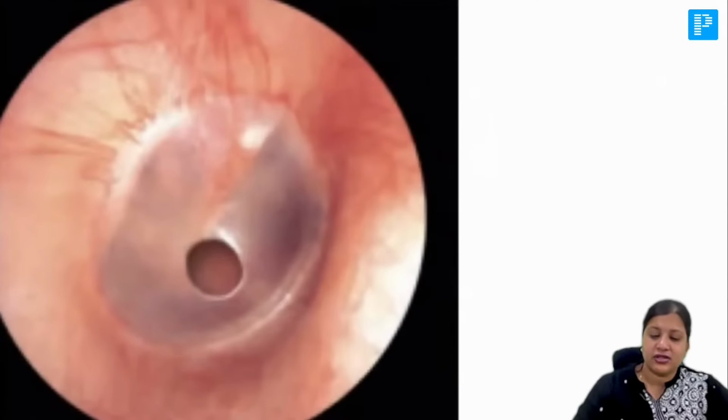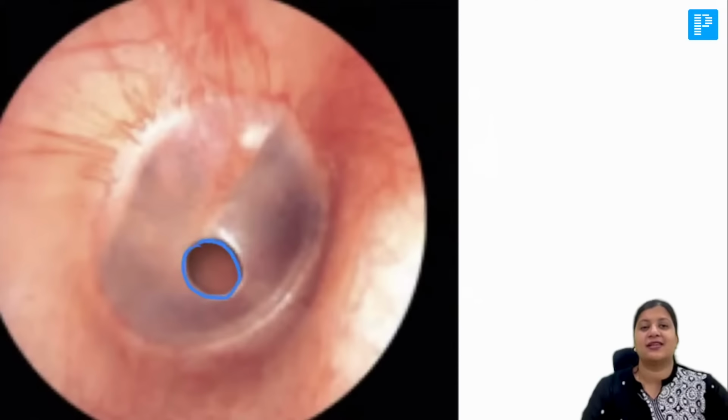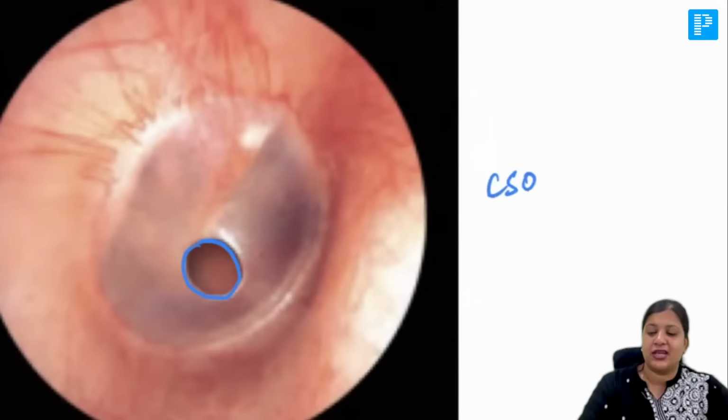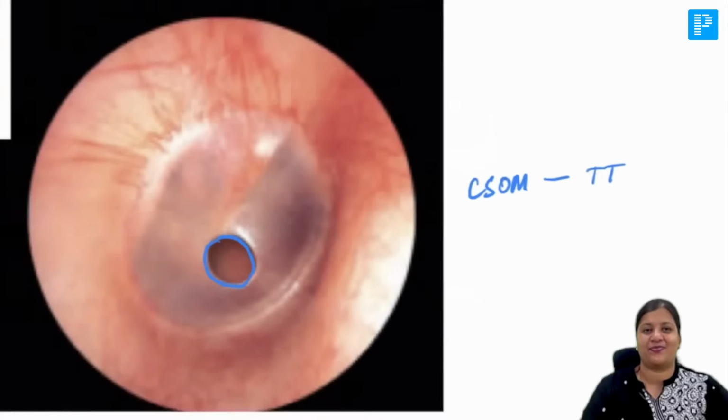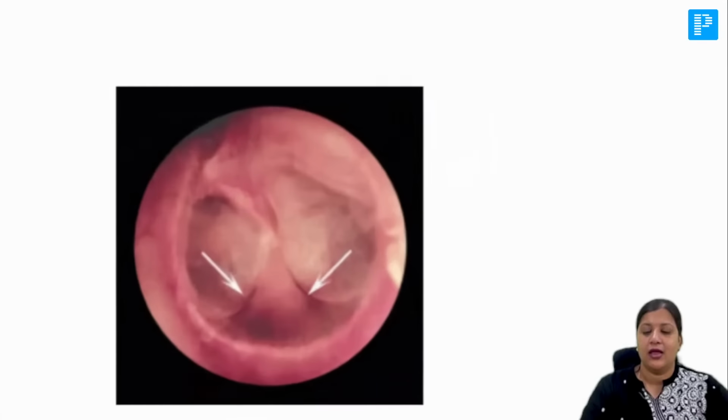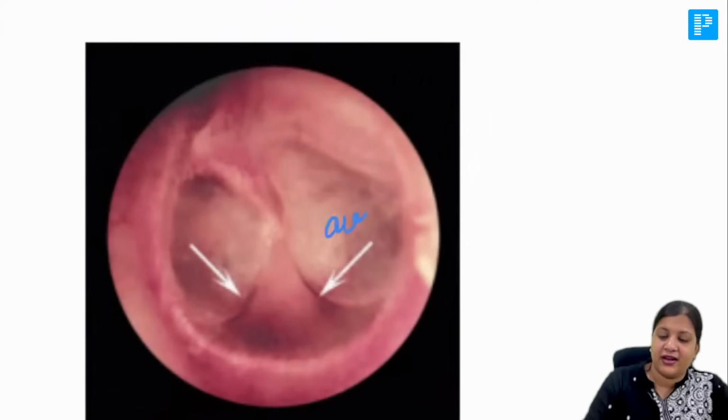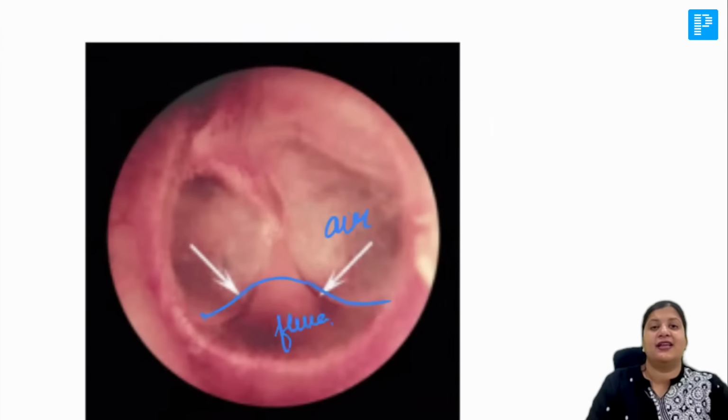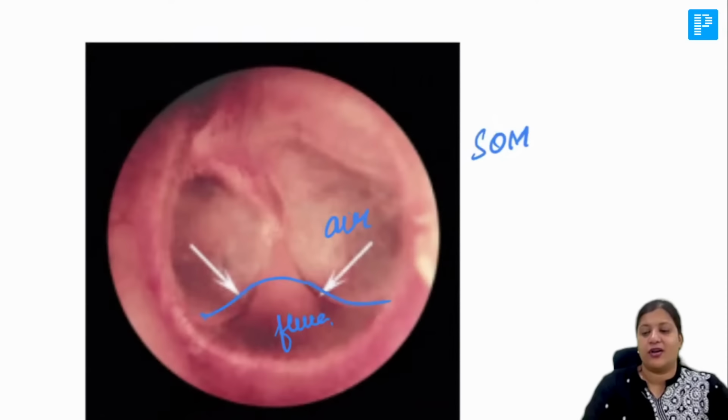Look at this condition. There is a perforation in the pars tensa. Whenever you have a perforation in the pars tensa, which type of CSOM will you think of? Tubotympanic type of CSOM. Now look here, there is an air level above and a fluid level below. So air fluid level is a hallmark of which condition? We will get this in serous otitis media, non-suppurative otitis media.